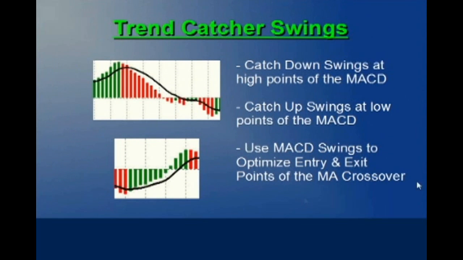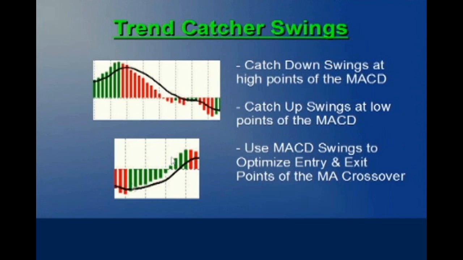Okay, so trend catcher swings. Here we see the MACD element, and essentially catch down swings at high points of the MACD. So when you've seen a big history of move to the upside, and then you see a MACD swing as expressed here with the change of color, then it's an indication that you're going to have a move to the downside, particularly when you see the bar come below the line here. That gives even more of a strong indication that it is heading in the direction that you believe it to be going.